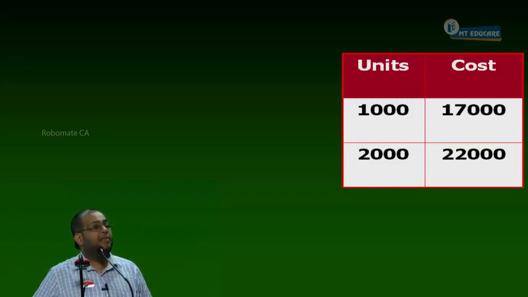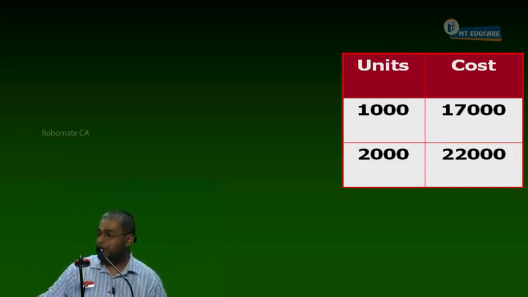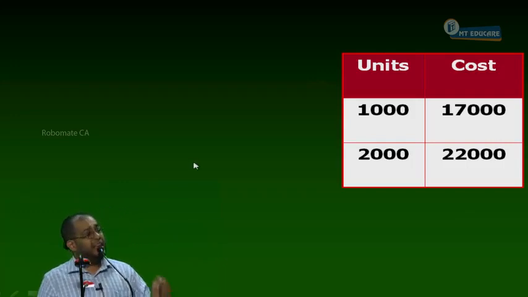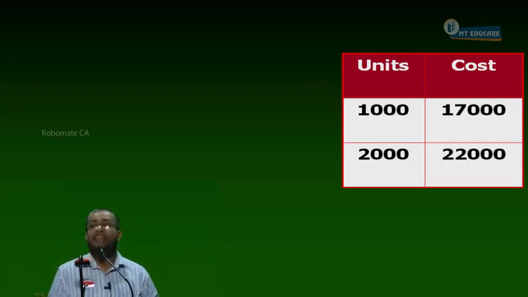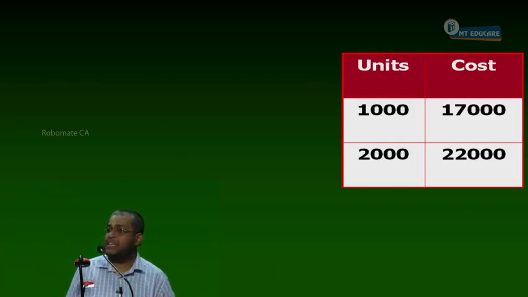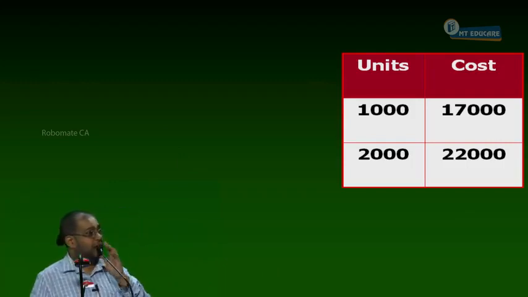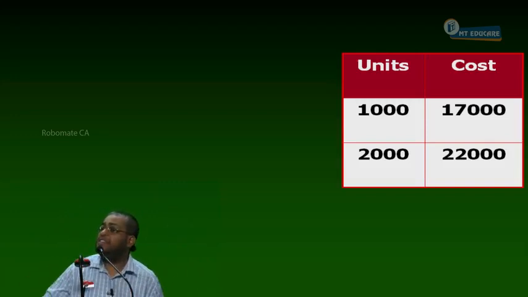Is this cost variable? No. It is not variable because to call a cost variable, it should be constant per unit. 17,000 by 1,000 is 17, and 22,000 by 2,000 is 11. It is neither variable nor fixed. It is called semi-variable cost. Respond yes or no. What is semi-variable cost here? A cost which is constant neither in total nor per unit is called semi-variable cost. Everybody understanding the classification or not?